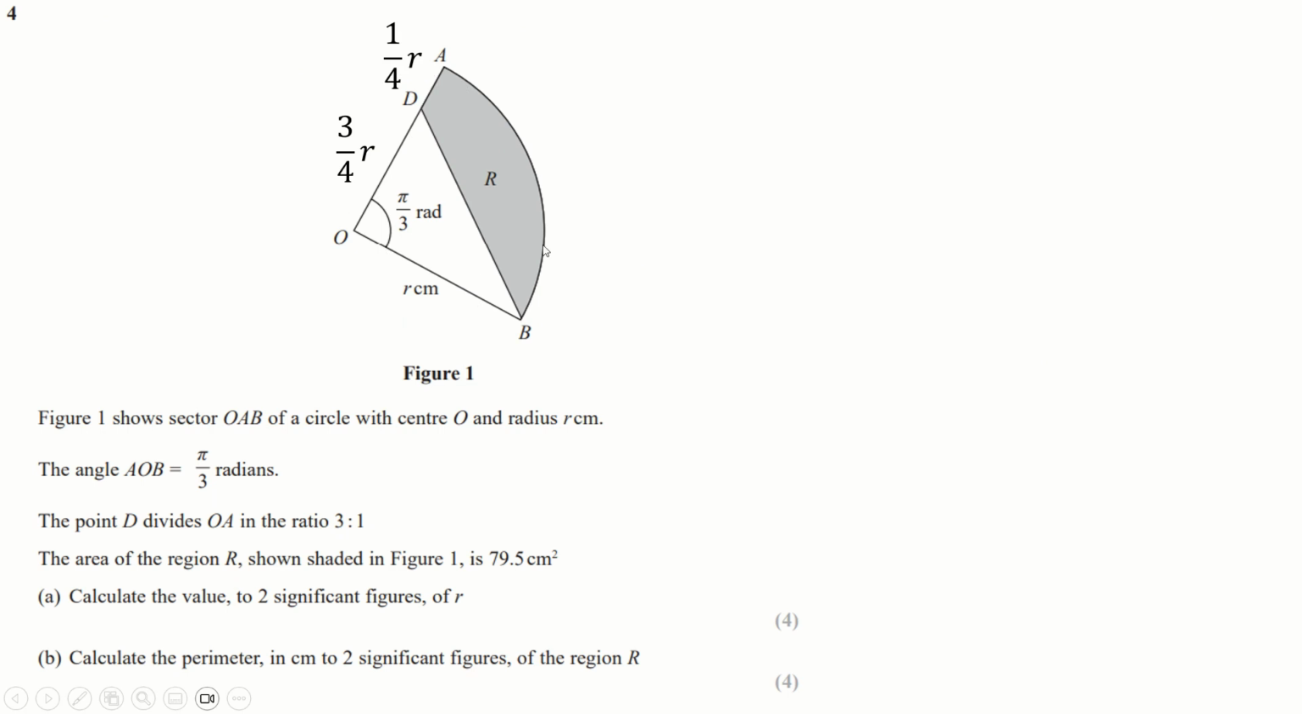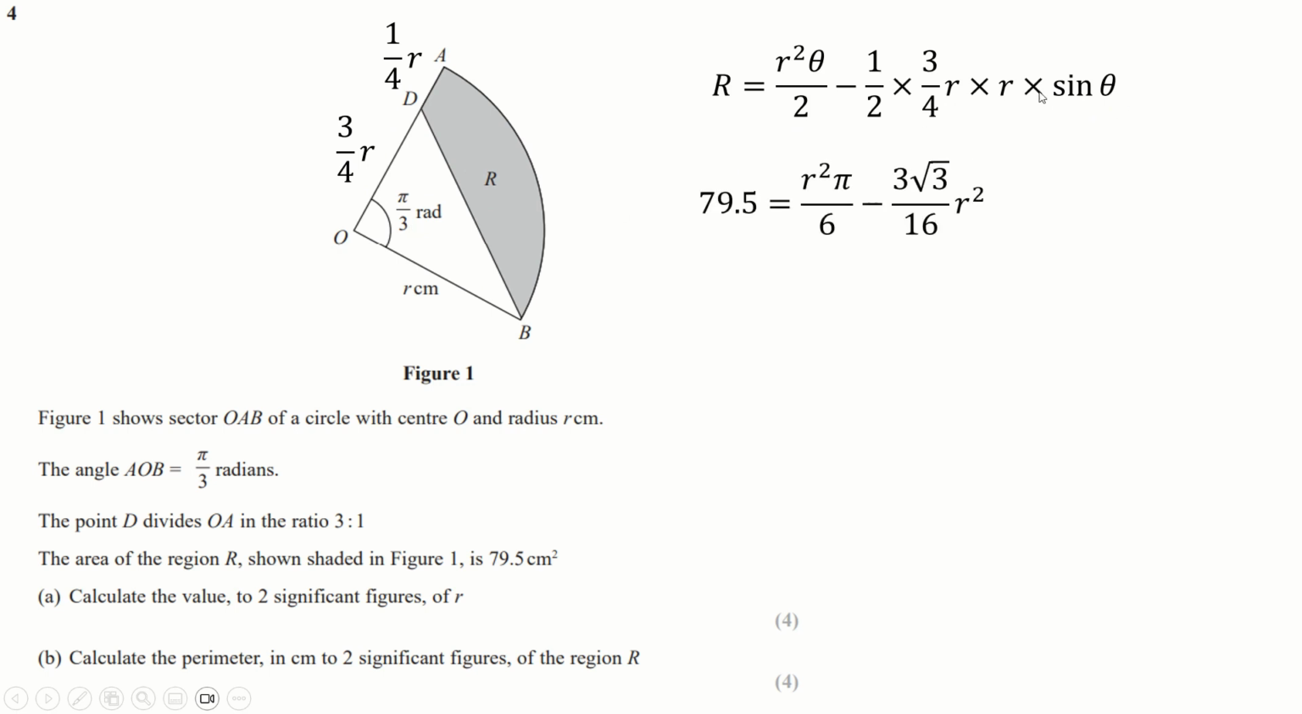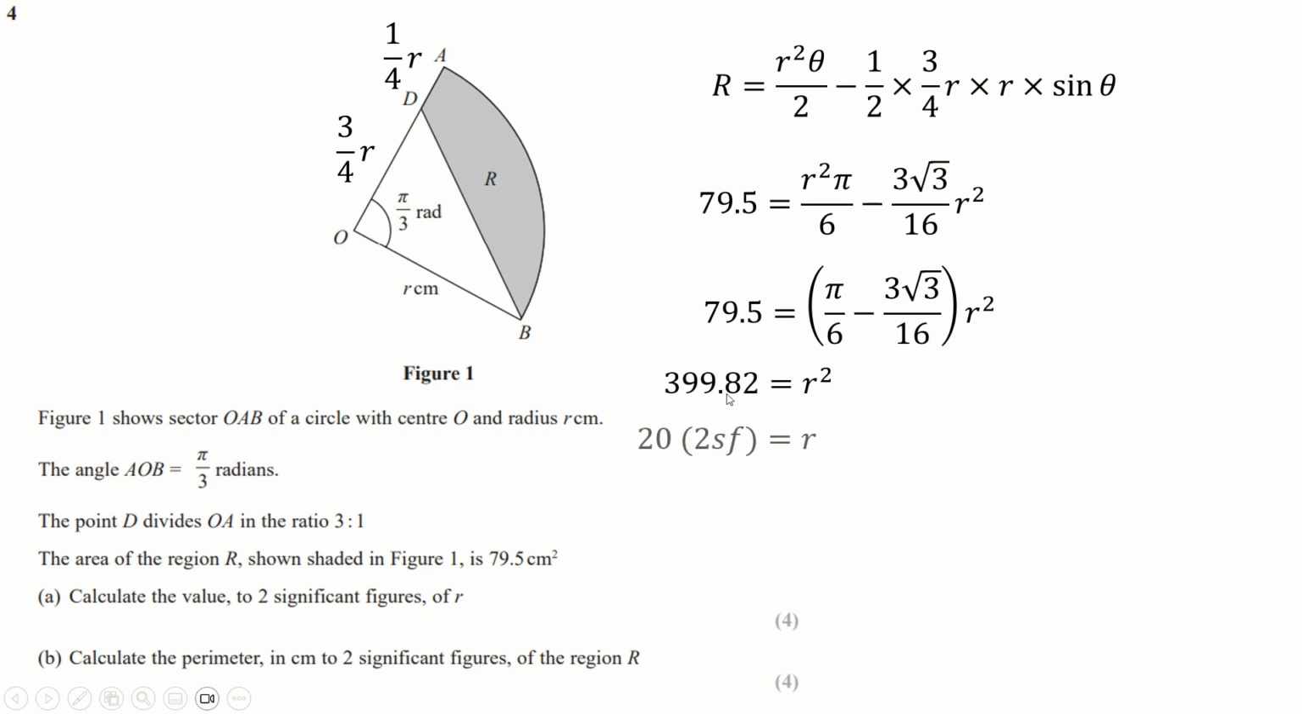And the area of region R is going to be the area of the sector minus the area of the triangle. Now the area of the sector, again, like I said, is r squared theta over 2. The area of this triangle is a half AB sine C. A, B, and then sine of this. So that's A, that's B, and that's sine of pi over 3. Now, sine of pi over 3 is root 3 over 2. So when you multiply all that together, you get this. And then you can factorize out the r squared and do 79.5, which you get given from the question, divided by all of this. You get that, you square root, and it's basically 20.